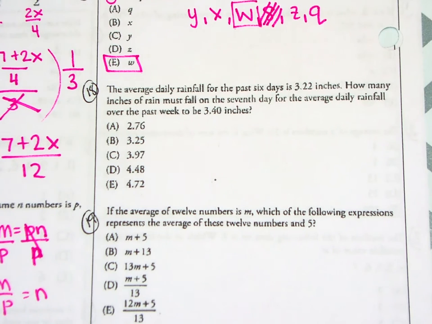Number 18, it says the average daily rainfall for the past 6 days is 3.22 inches. How many inches must rain on the 7th day? So we have a new average of 3.4. We did a problem like this in your notes. Remember, you need to do 2 different problems.